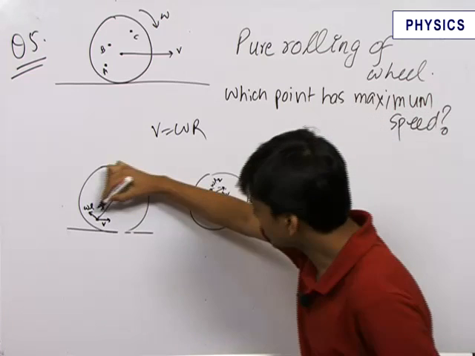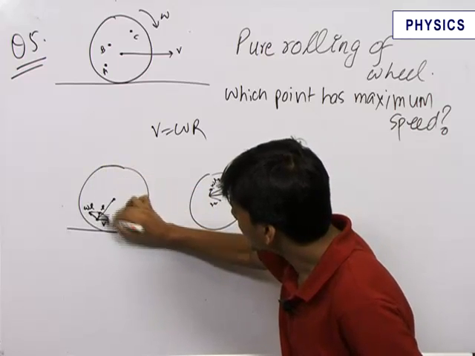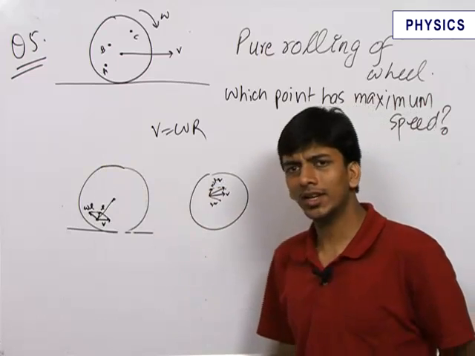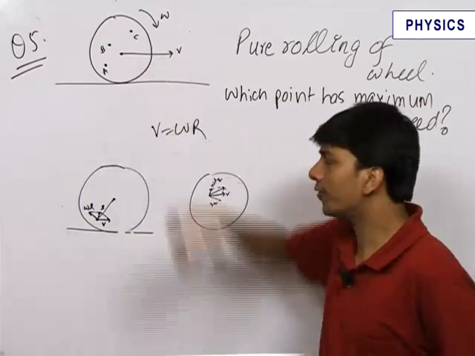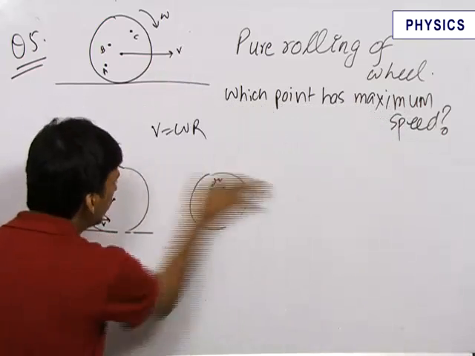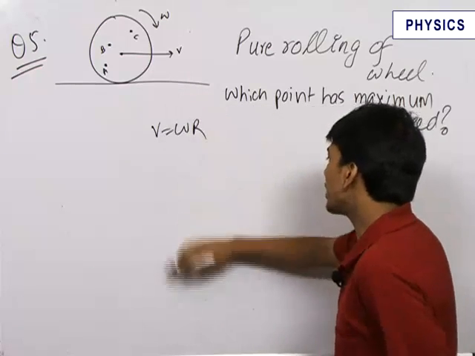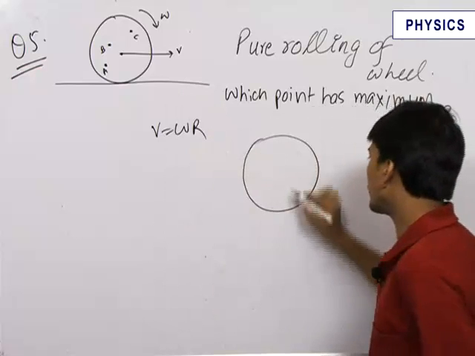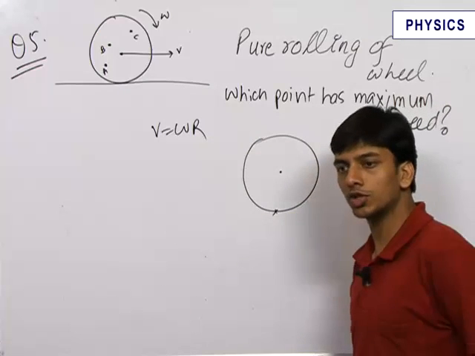Now from these diagrams, it is very difficult to find out which velocity vector will have the greatest magnitude. So we have to look for another method to find out which point has the largest speed. In questions of pure rolling, mind you, always remember to check the lowermost point of this wheel.